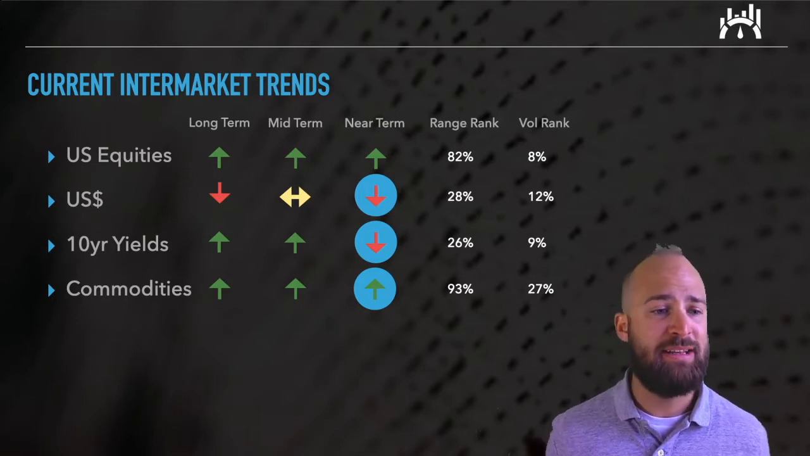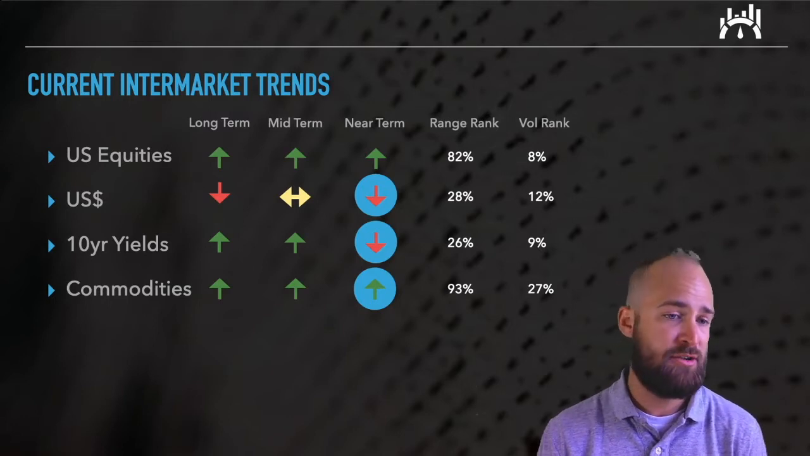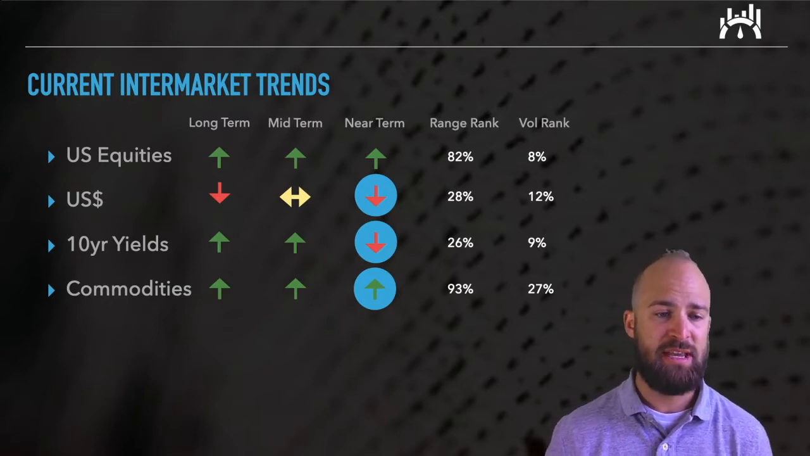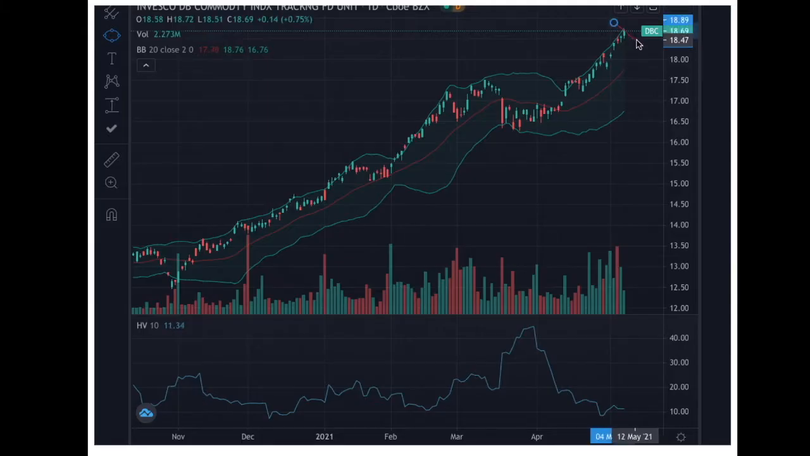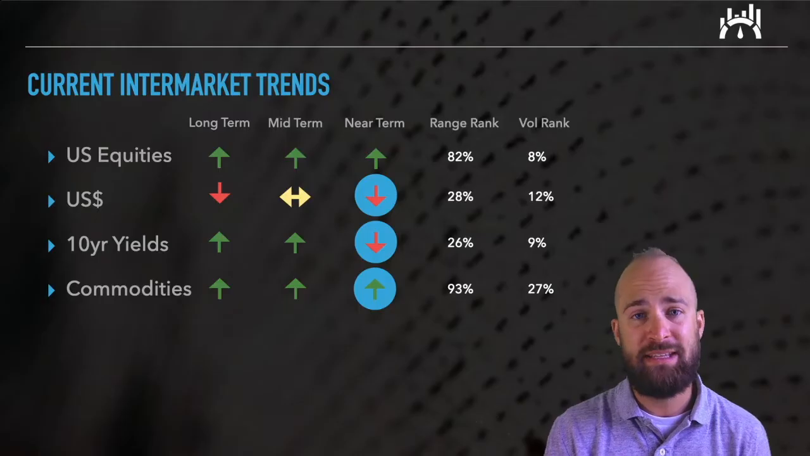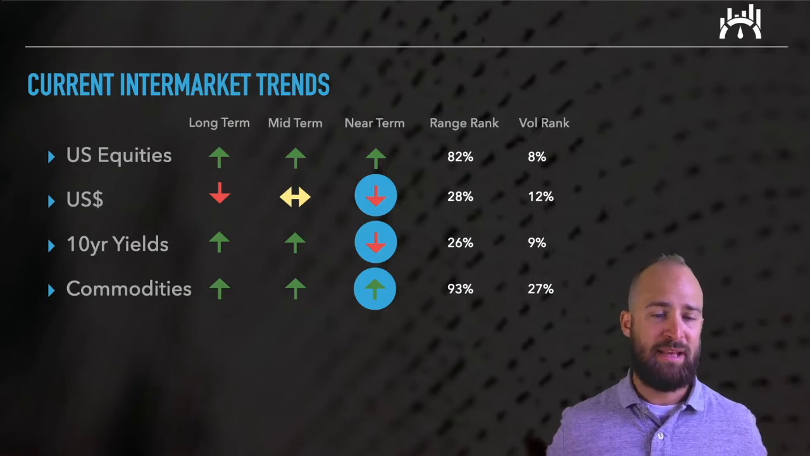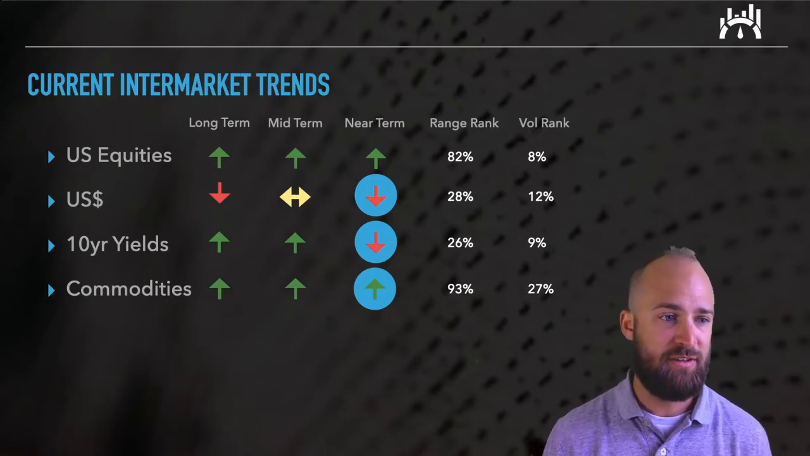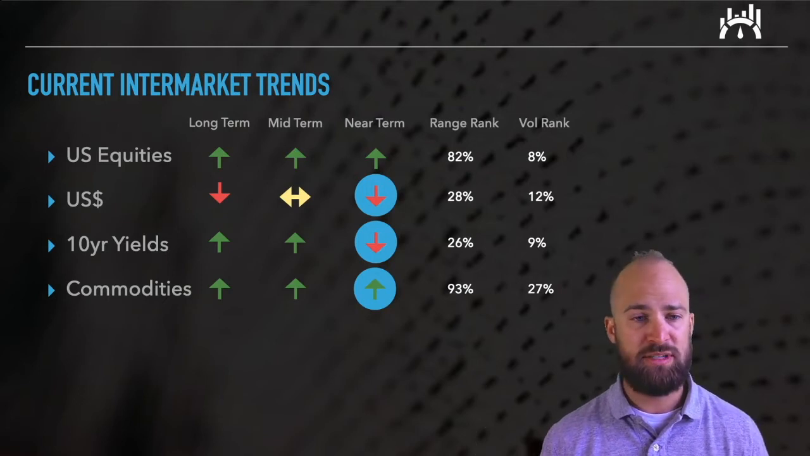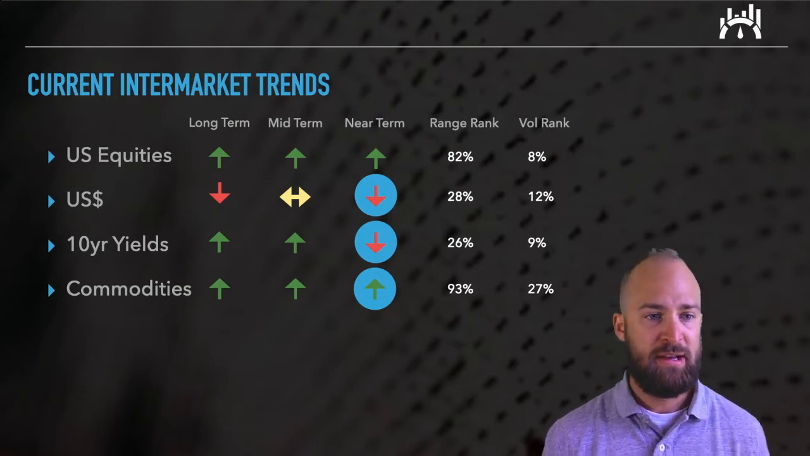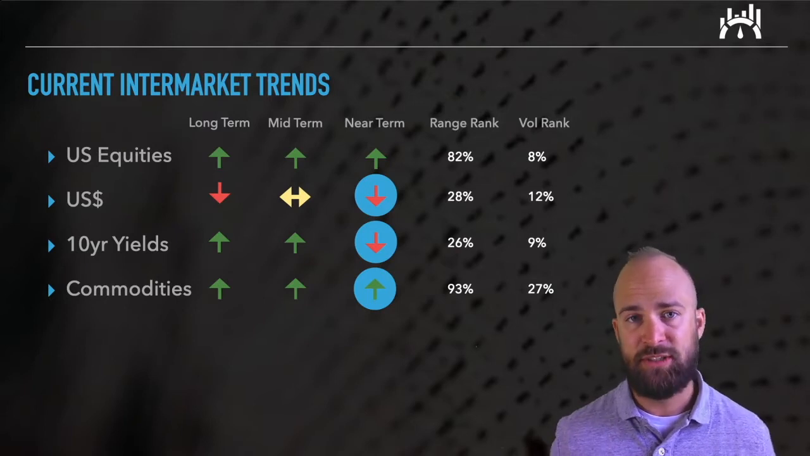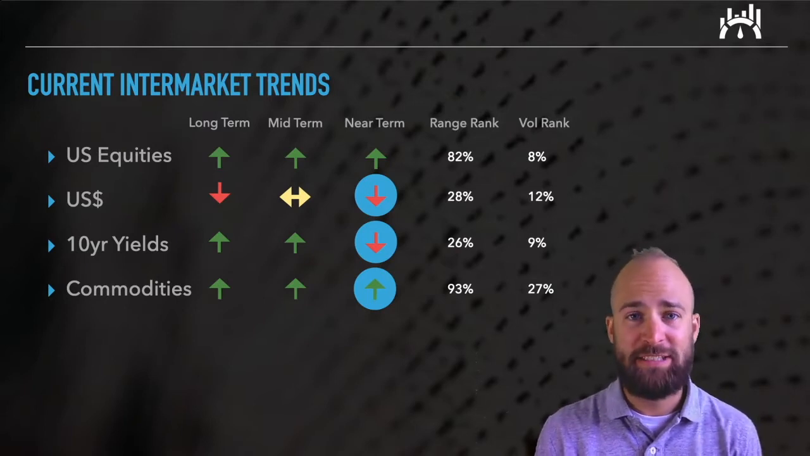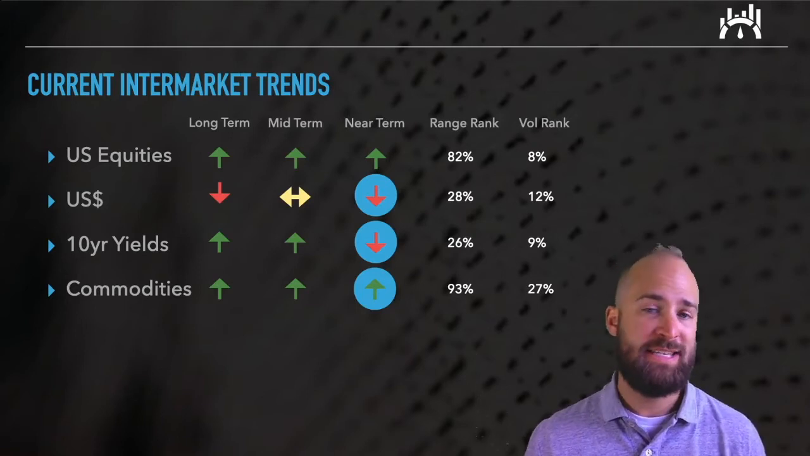Match that next to commodities here, which are in long-term, midterm, and near-term uptrends, with a range rank of 93% and a vol rank of 27%. It's telling us that commodities have done really well. In the very near term, they've pushed towards the upper end of the near-term range, and that's been on reduced volatility. Super healthy signs in the commodities market, and that makes sense because it's essentially the exact opposite of the US dollar right now, which is near the bottom of its range, also on reduced volatility. So the strong negative correlation between commodities and the dollar is firmly on display there.